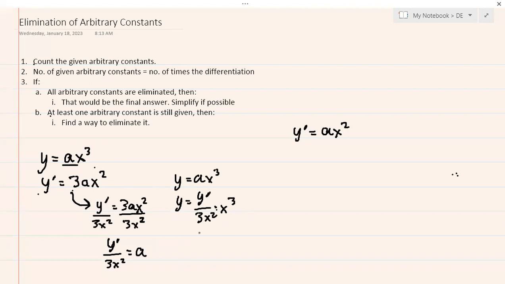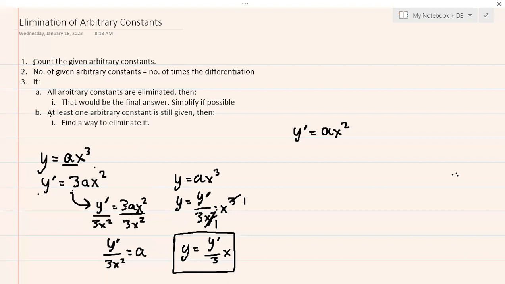Ganyan na siya. So with that being said, we can simplify this. So itong si x squared magiging 1 na lang to. Tapos itong si x cubed, yung exponent niya, mababawasan ng exponent by 2. So magiging exponent niya ay 1. So therefore, magiging y is equal to y prime all over 3x. So yan na yung magiging final sagot natin.